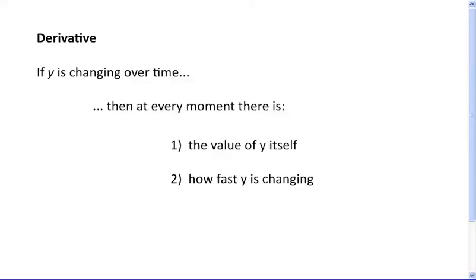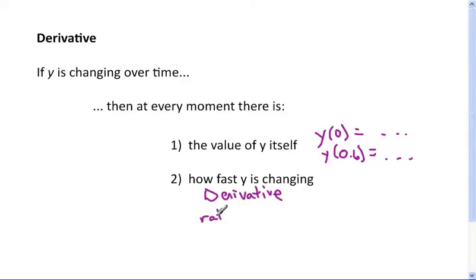Now, to calculus, right? The central idea in calculus is the idea of a derivative. So you have this quantity that's changing over time. So what that means is that at every moment in time, there's actually two things. There's what y is itself, right? There's what y is at time 0 and what y is at time 0.6. At any moment in time, you can say what y is. The second thing is you can also say at any moment how fast it is changing. Y is changing. So that's the derivative. How fast y is changing. It is the rate of the change of y.